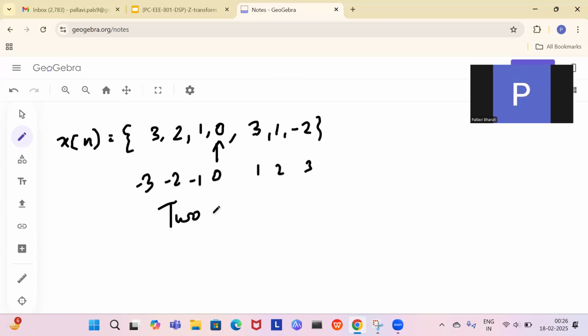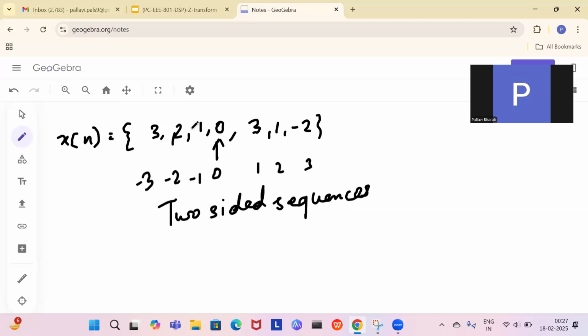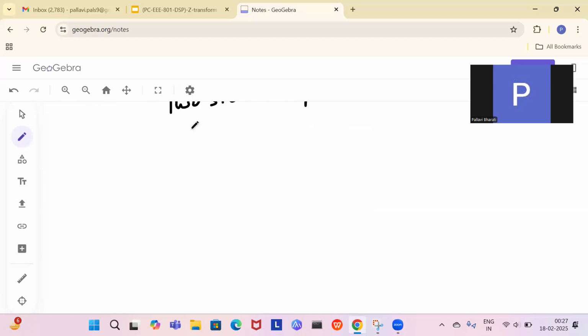This is a two-sided sequence because there are numbers to the left of 0 and to the right of 0. If there were numbers only to the right of 0, it would be a right-sided sequence. And if there were numbers only to the left of 0, it would be a left-sided sequence. Now, in this case, how will we find the X of z?